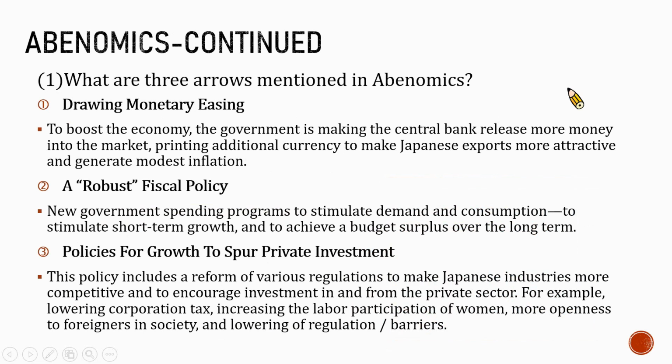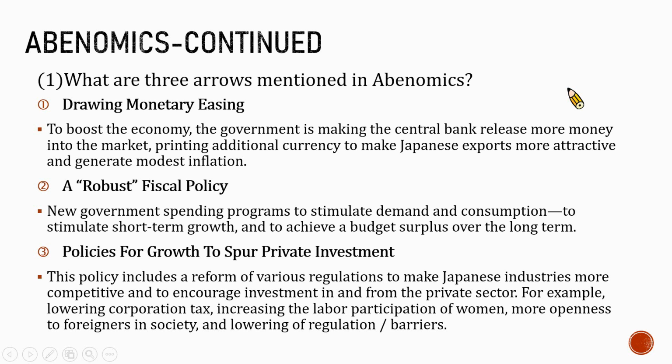Next, what are the 3 arrows mentioned in Abenomics? First one, monetary easing to boost the economy. The government is making the central bank release more money into the market, creating additional currency to make Japanese exports more attractive and generate modest inflation. Basically, the Japanese government is putting pressure on the central bank to flood the markets with cash.